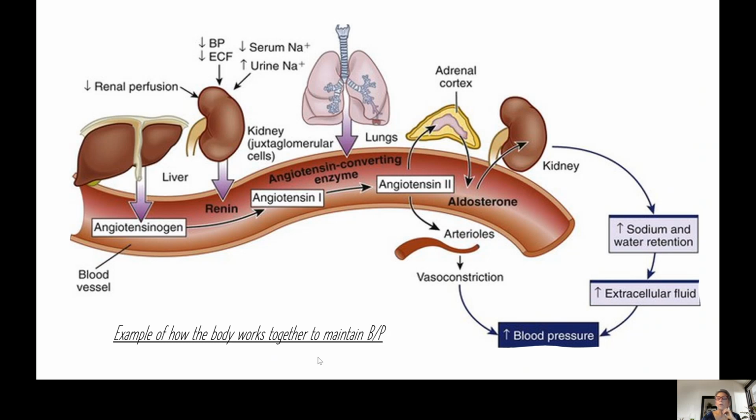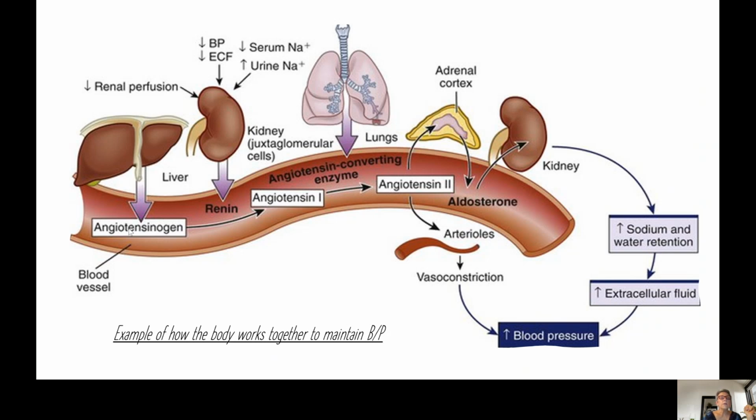So how the body works together to maintain blood pressure, or homeostasis. So we'd like that 120/80 blood pressure. That's the gold standard. Obviously, things get higher, things get lower, but it's our body systems working together that help us maintain this homeostasis.